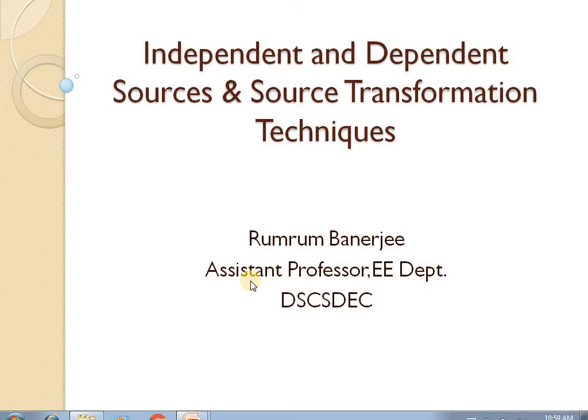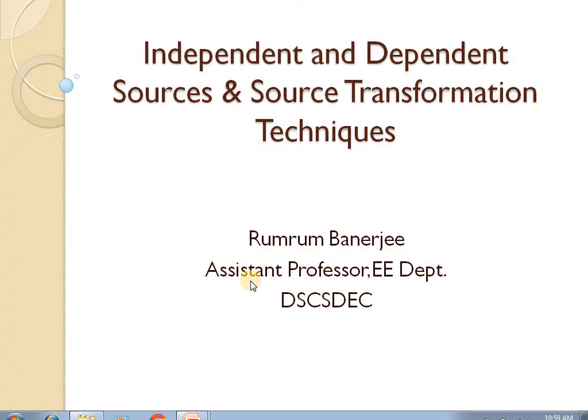In this topic, we will discuss various sources. Mainly, we know that there are two types of sources: one is voltage source, another one is current source. And these two types of sources can be of different types. That means it can be an independent source, where independent means it's not dependent on any other parameters, and it can be a dependent source, where it will be dependent on other parameters.